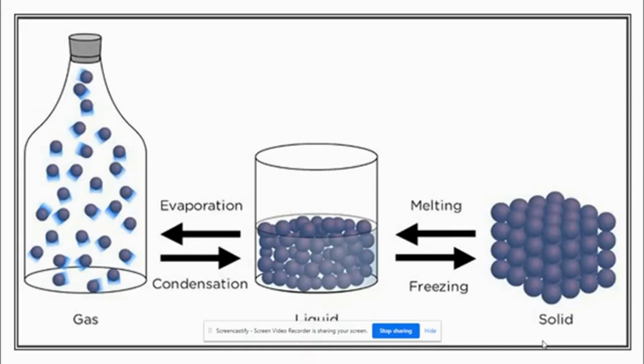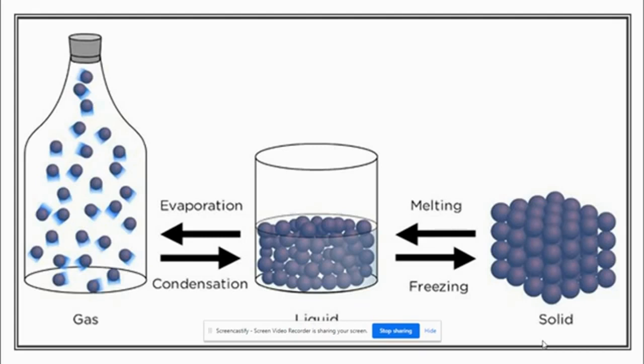So these are the three states water can be in. Of course, it can be a gas, a liquid, and a solid. Now, when it goes from a gas to a liquid, we call that condensation. When it goes from a liquid to a gas, we call that evaporation. When it goes from a liquid to a solid, we call that freezing. And when it goes from a solid to a liquid, we call that melting.